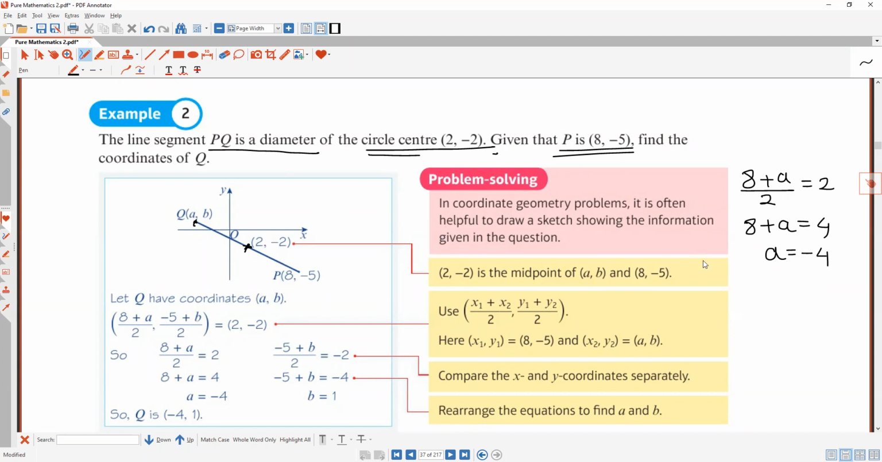Now let's go to the second one. In the second one, what happens? It should be (-5 + b) divided by 2. What's your center? The center is -2, right? So -5 plus b is equal to -4. b is equal to -4 plus 5, which is 1.